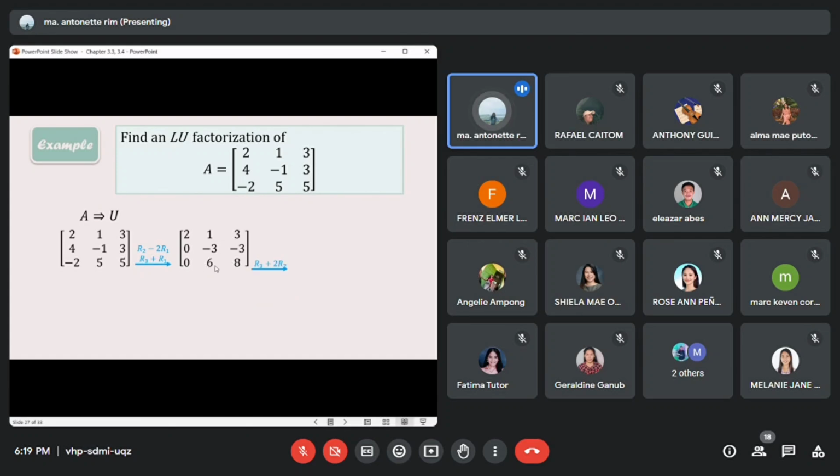This 6 we will make 0 as well. So we add row 3 plus 2 times row 2.